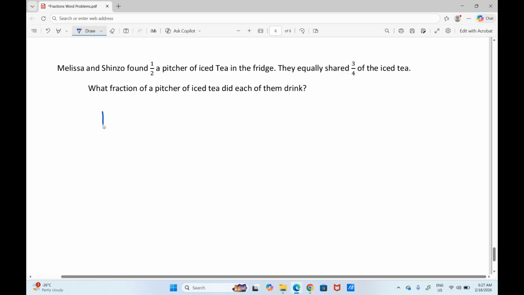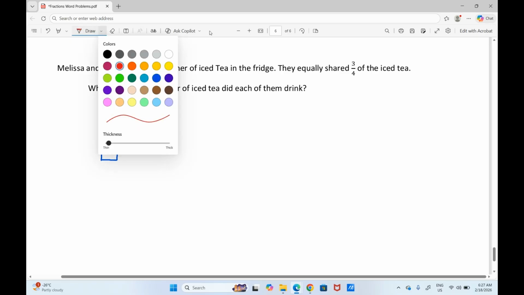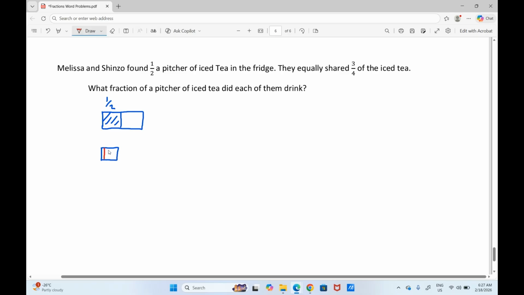Okay, so let's start off with a drawing here. So imagine this was, let's say it's supposed to represent the pitcher. This represents half of the pitcher of iced tea. Now, they want to split that up, that half, into 3/4. So, again, let's say this represented the half here. They want to split into 3/4. So I have 1, 2, 3. Okay, now I have 4/4 here, and I'm going to shade in 3/4 of that. So they want to split a half into 3/4.